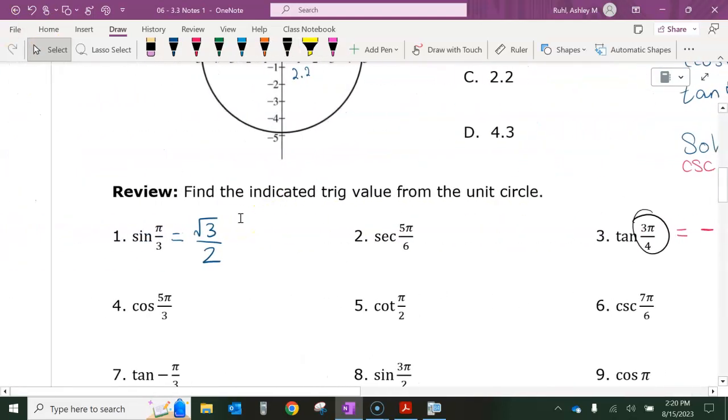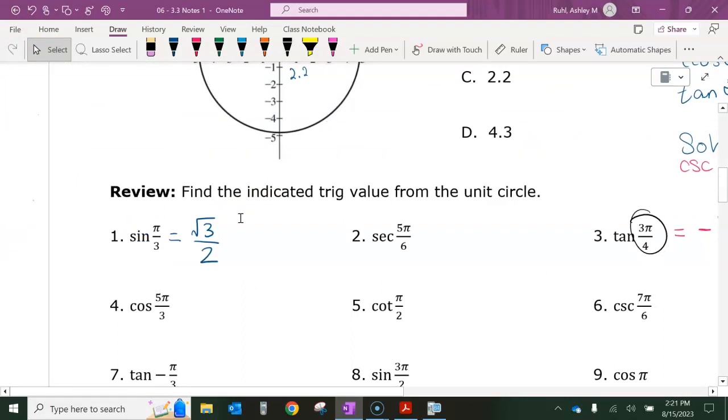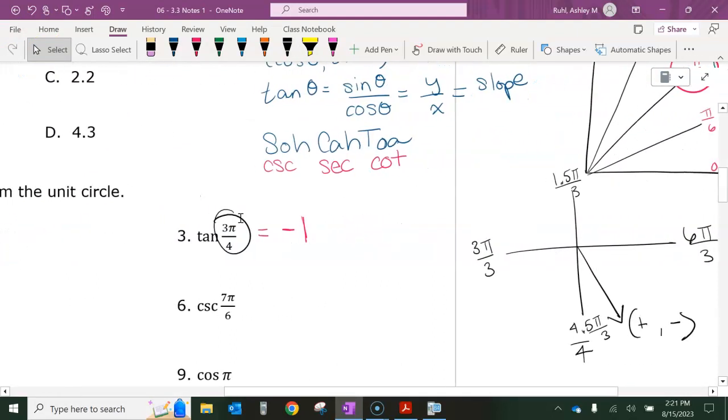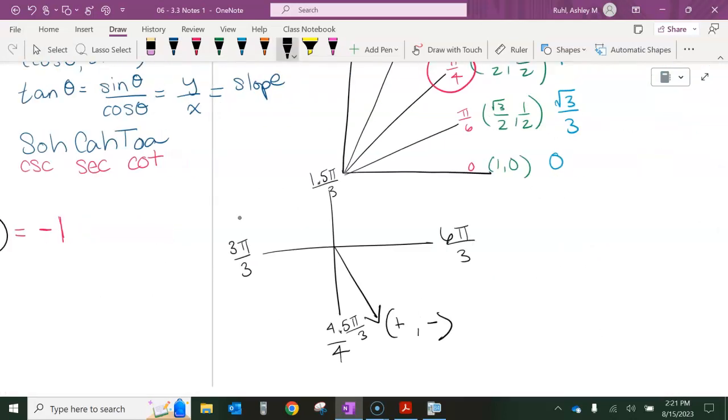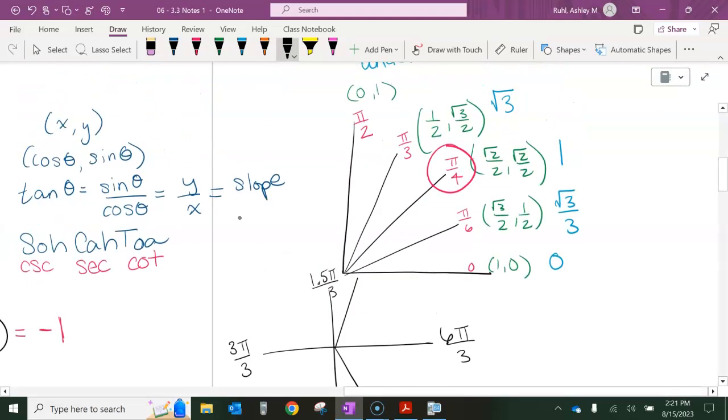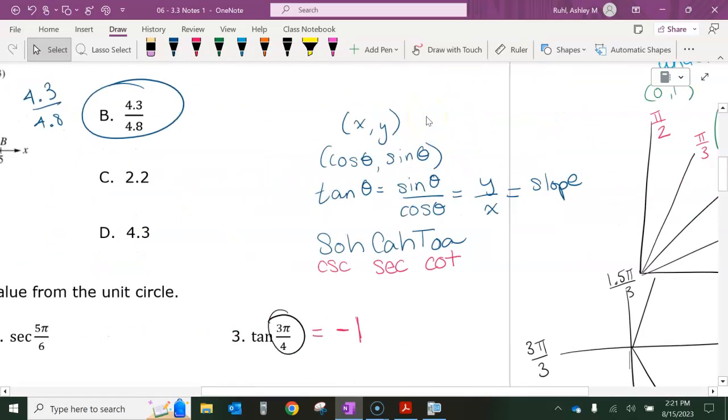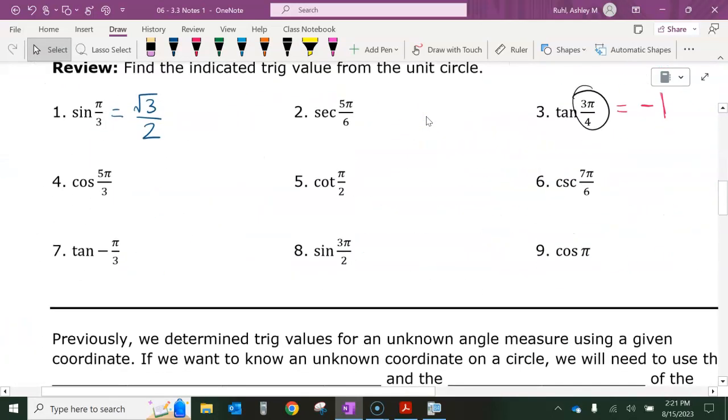So what is this asking for? It's asking for cosine 5 pi over 3. So I'm going to have a positive value back. My reference angle for 5 pi over 3 is equivalent to pi over 3. So if I come up here and look at my cosine at pi over 3, it's 1/2. So this equals 1/2.